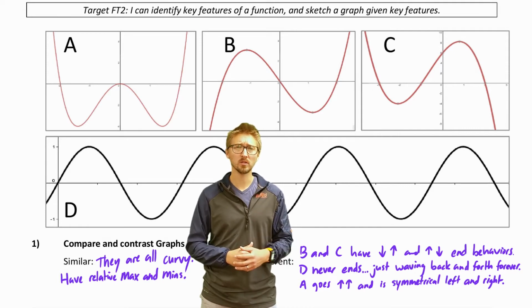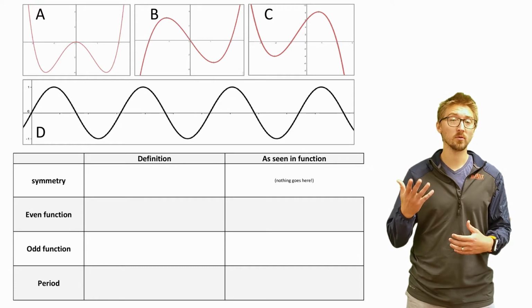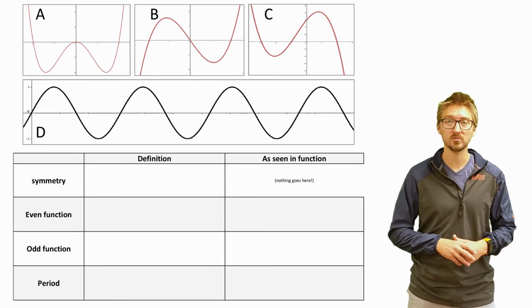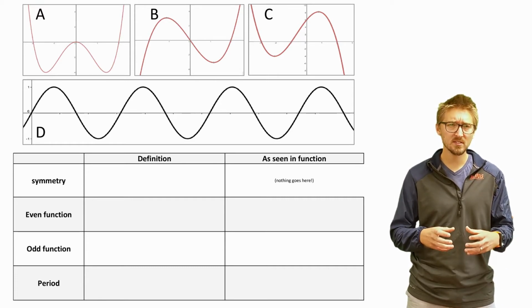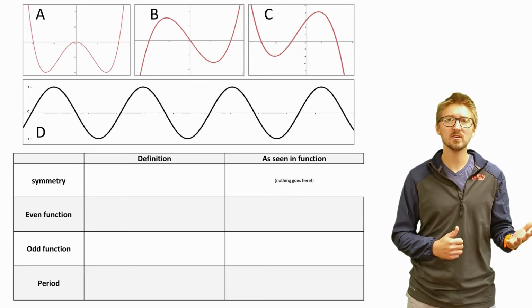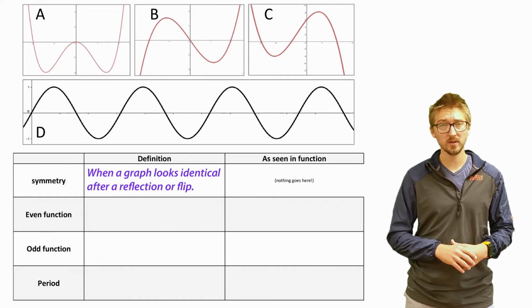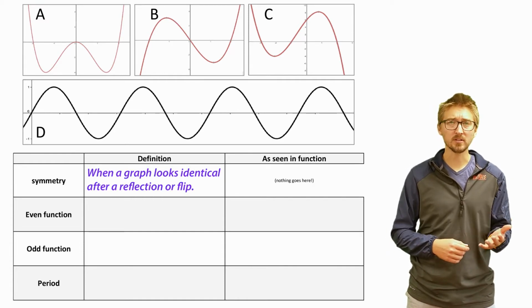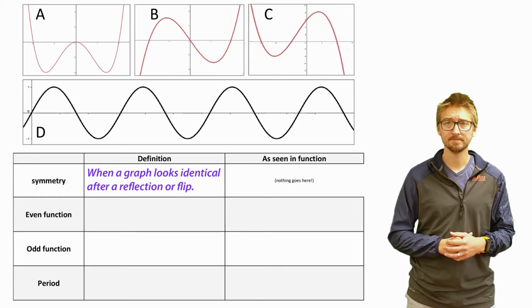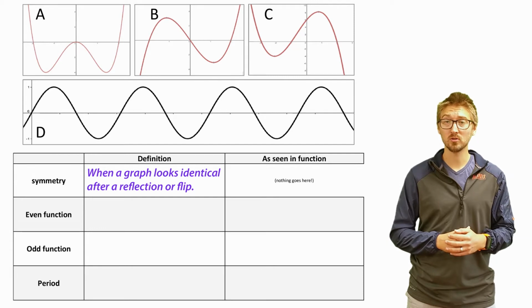So let's go down below and talk about the vocabulary. These words are going to go back up to those 4 graphs, and we're going to see visualizations of them. So this trait, this characteristic, deals with symmetry. What is symmetry? Symmetry is just when a graph looks identical to its original after a flip or reflection or a rotation.